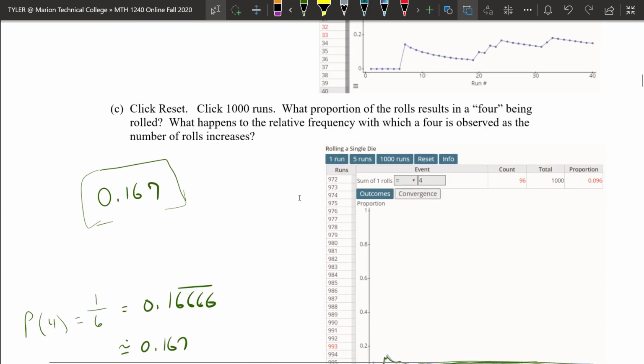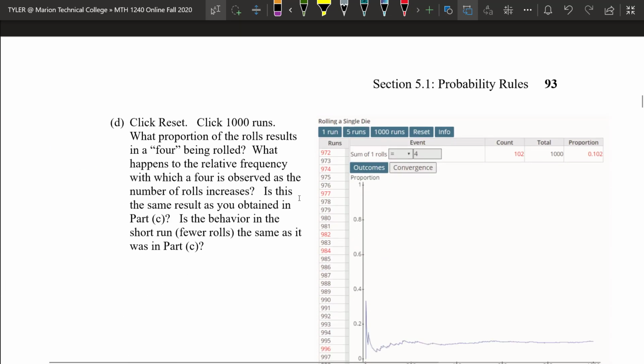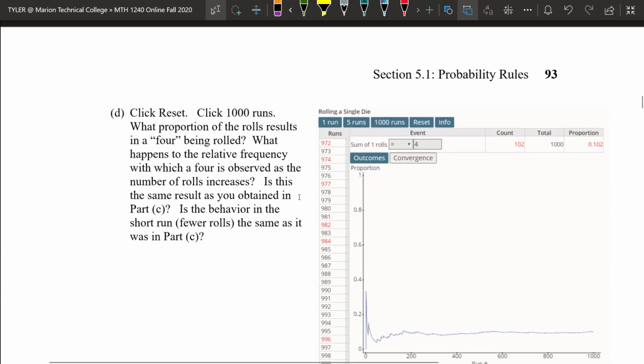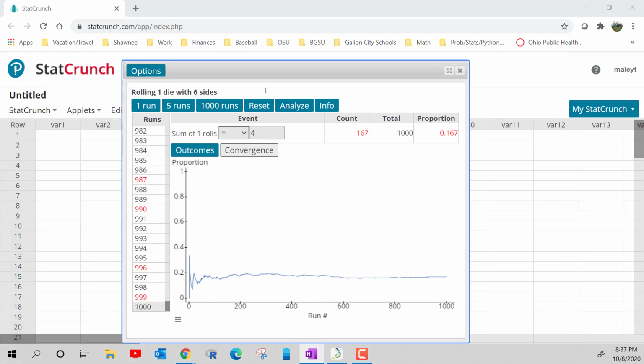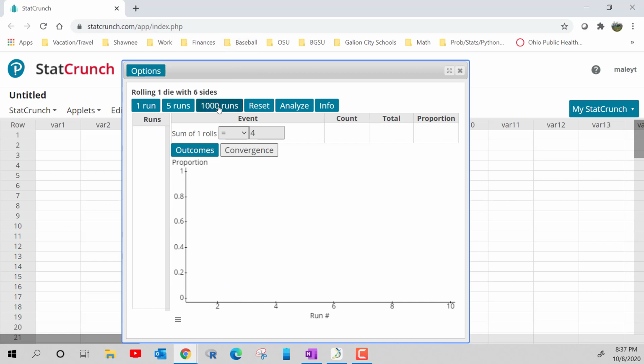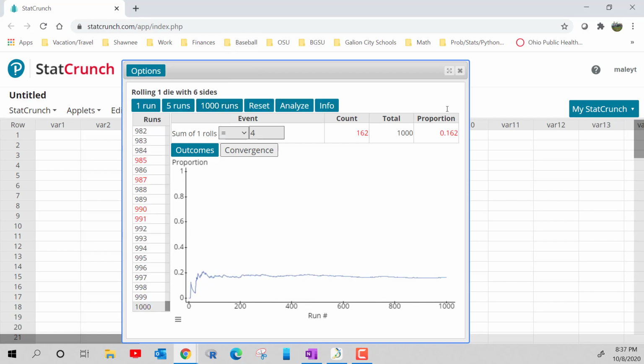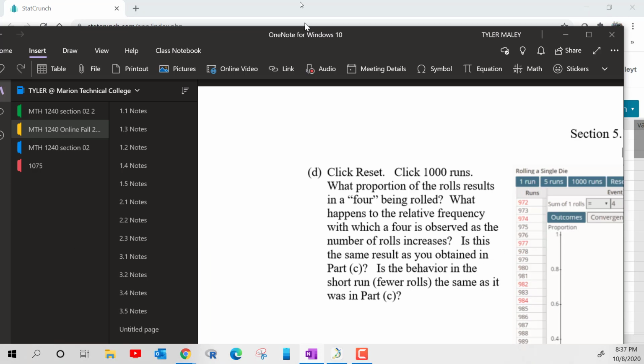Let's see. Yeah, we did that. So this next part says click reset, click 1,000 runs. What proportion of rolls is a 4 being rolled? What happens to the relative frequency of a 4 observed as the number of rolls increases? Right, so let's try it again, basically just repeating that 1,000 rolls. So I'm going to hit reset and then hit 1,000 runs again, and we get 0.162.